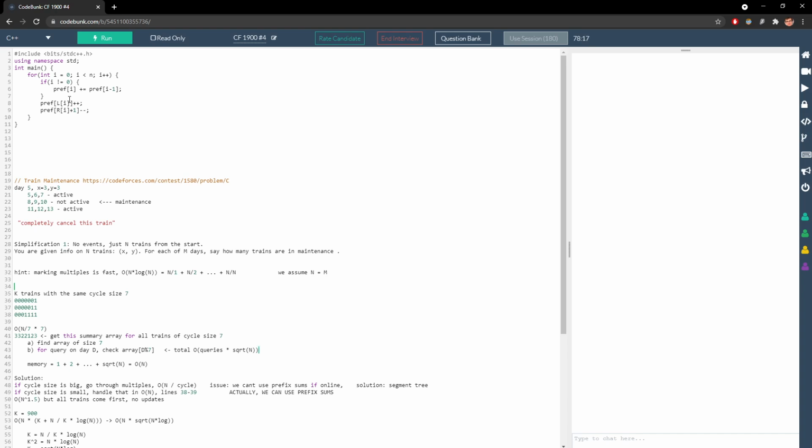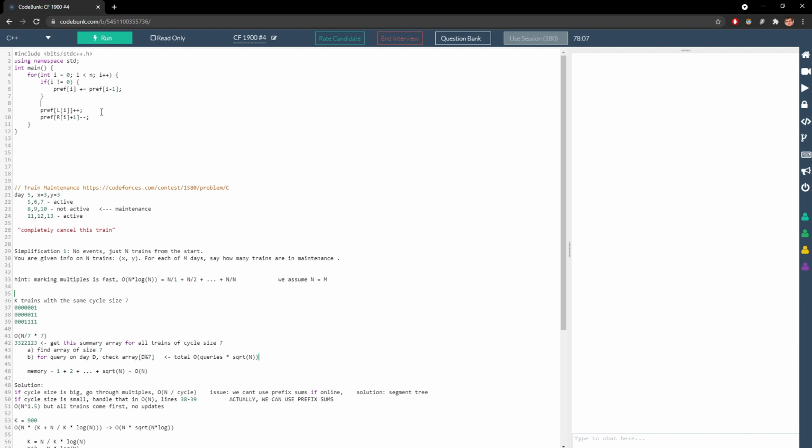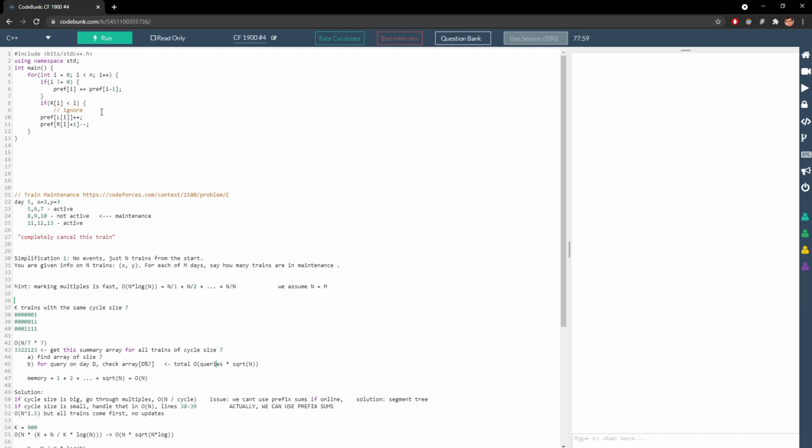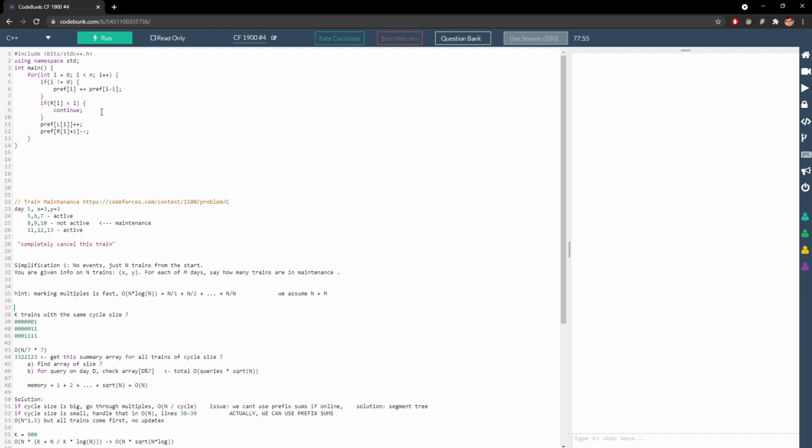So in the train problem, we have multiple intervals here. Actually, we iterate through some multiples, but still, if those are future intervals, everything is okay. But then, if Ri is smaller than I, then ignore. So just continue, because that was a day in the past. I don't care about you.